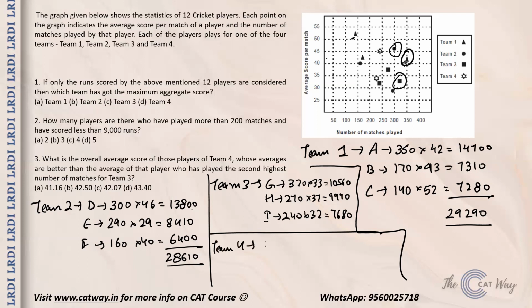Where the players are J, who has played the highest number of matches. So the player who has played the highest number of matches is, just a second guys, this guy, and this guy has played 340 matches at the average of 40, he has scored 13,600 runs.